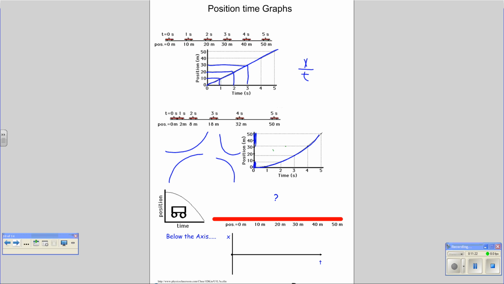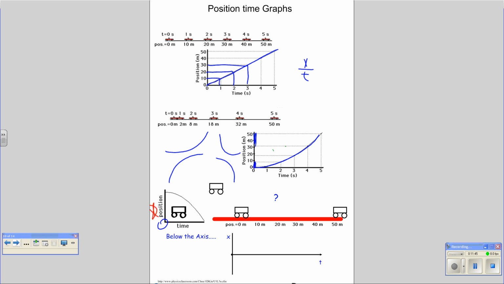If we look at this third graph, the position time graph down here, we say, okay, what's going on? It looks a lot like the second one, but a little bit different. Our position initially is far away from the origin, far away from 0. And then we start traveling back until we get to 0.